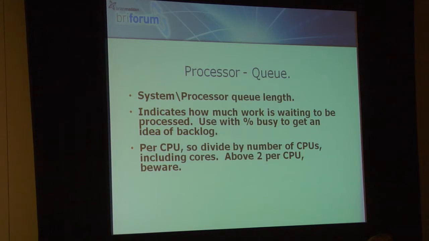So whenever your queue length is above 2 per CPU, and I include core in that definition, and you might want to include even hyper-threaded core, but that's up to you. I'm not the biggest fan of hyper-threading, although it does seem to be a lot better the last few years than it was in some of its original iterations.